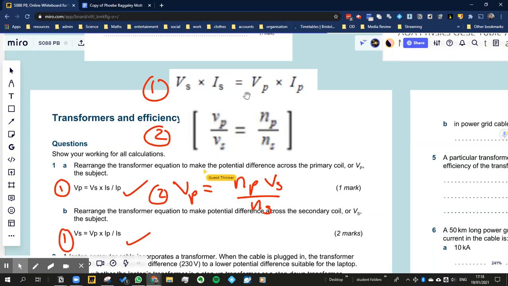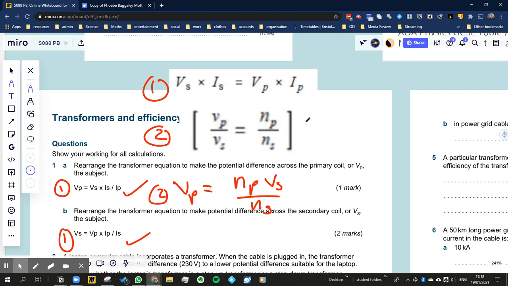So if we had to try to rearrange this equation here, equation 2, to put VP equal to something, that's not so hard, because we're going to multiply both sides by VS, and then you get this equation down here. Now, when we try to rearrange it to put VS equal to something, it's a little bit harder.